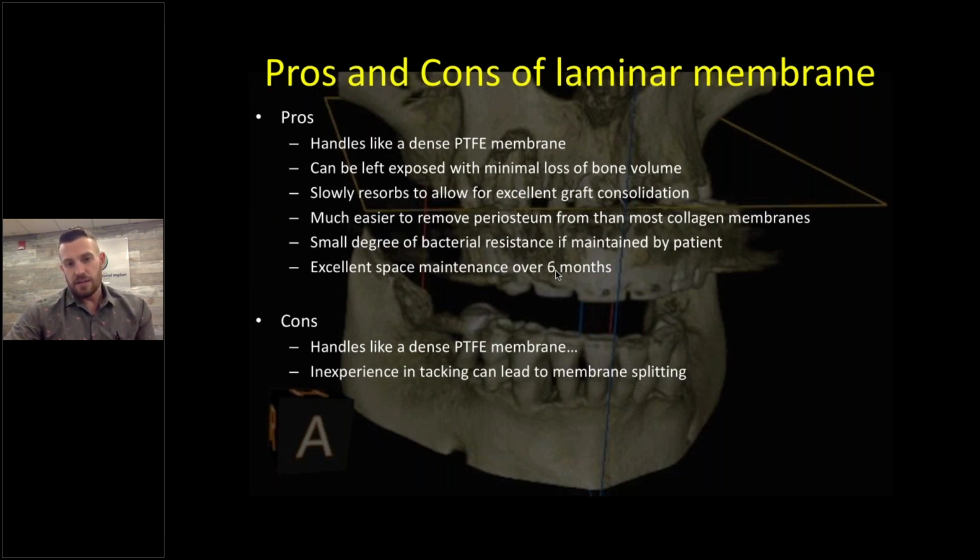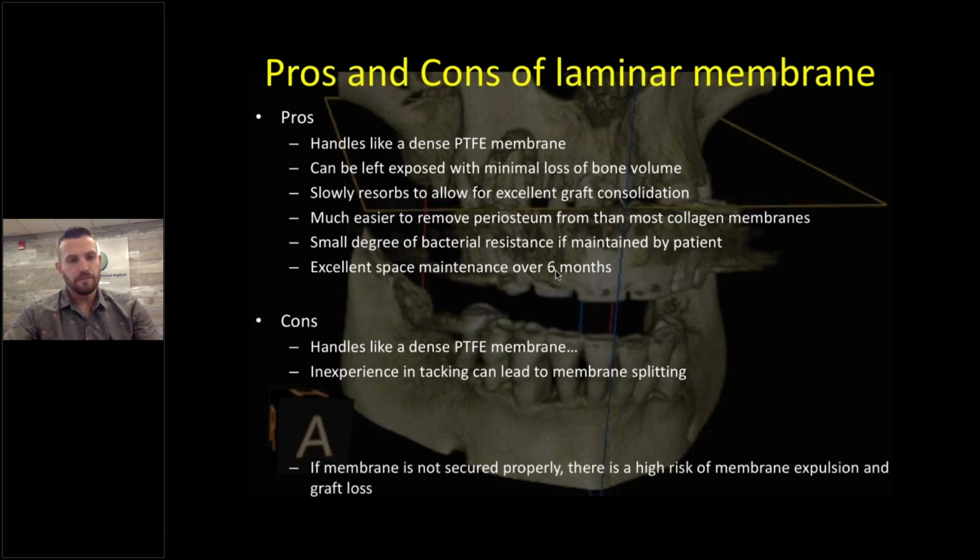Inexperience in tacking can also lead to membrane splitting. I know the first case that I did, I was tacking this without any pilot holes, and the membrane can actually split if you tack it too close to the edges. So if you are planning on using something like an auto tack kit in the maxilla, or the Meisinger tack kit, be cautious, and I would advise that you make pilot holes prior to tacking the membrane in. If you do that, it works extremely well. But if you don't, you could subject yourself to having the membrane split.